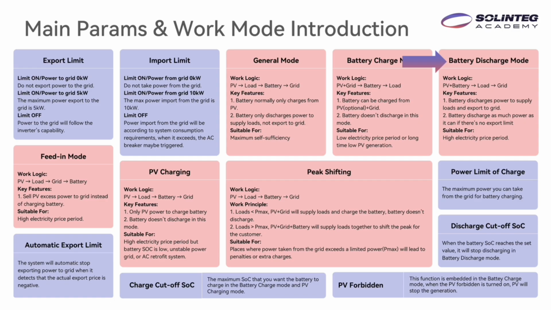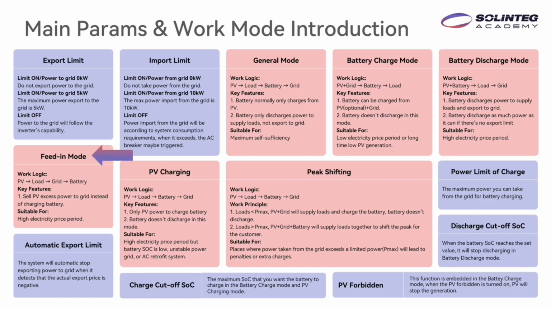The next is the battery discharge mode. This working mode is suitable for high electricity price periods. In this mode, the PV and the battery can supply the load together, and if there is some extra power, it will be sent to the grid. In the battery discharge mode, the battery will discharge as much power as it can, if there is no export limit, until it has reached its battery discharge SOC.